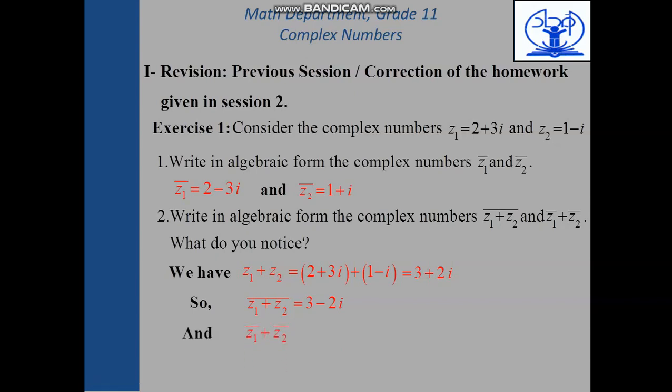And z1 bar plus z2 bar equals: z1 bar is equal to 2 minus 3i, plus z2 bar equal to 1 plus i. So it's equal to 2 plus 1 is 3, minus 3i plus i is equal to minus 2i. We notice that the conjugate of z1 plus z2 is equal to z1 bar plus z2 bar. So the conjugate of a sum is equal to the sum of the conjugates.